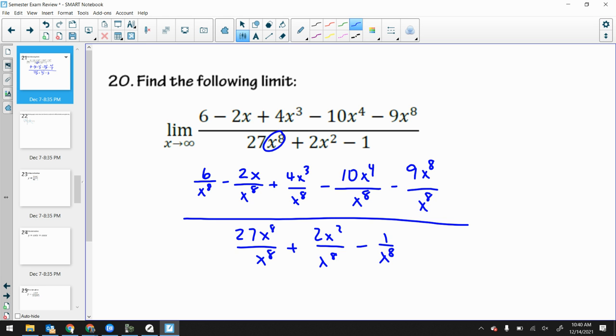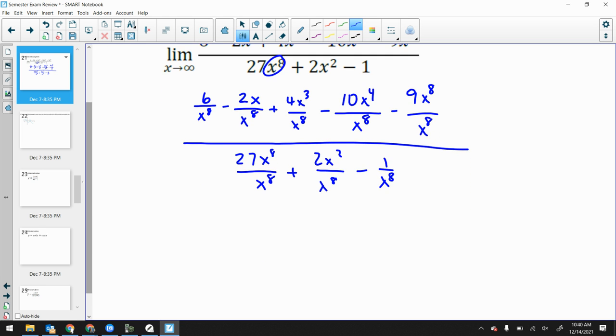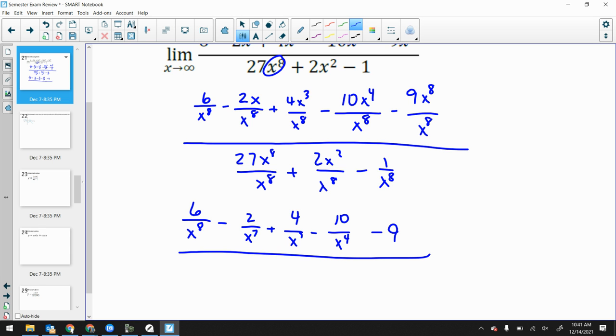Now, when I reduce this down, the first term's not going to change. The second term is just -2 over x to the 7th. The third term is 4 over x to the 5th, 10 over x to the 4th, minus 9, right? On the bottom, the x to the 8ths are going to cancel. 27 plus 2 over x to the 6th minus 1 over x to the 8th.